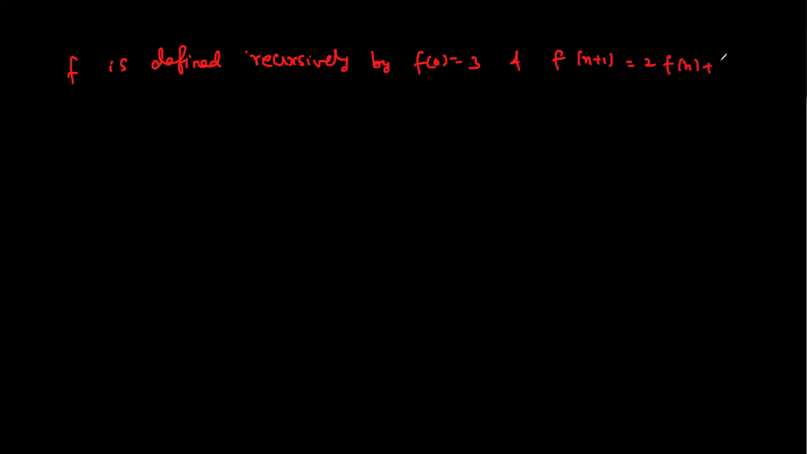See, f is defined. Recursive means repeatedly. Defined recursively by f of 0 is equal to 3 and f of n plus 1 is equal to 2 f of n plus 3. What you have to find? Find f of 1, f of 2, f of 3, f of 4.